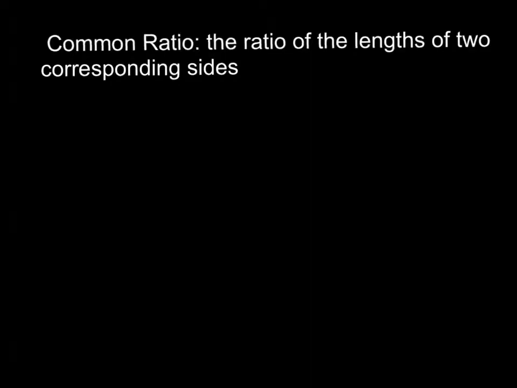First, we're going to start with the definition of a common ratio. A common ratio is the ratio of the lengths of two corresponding sides of similar figures.